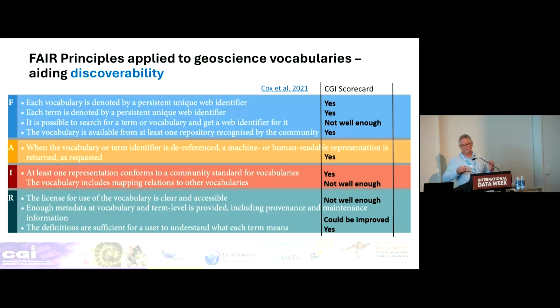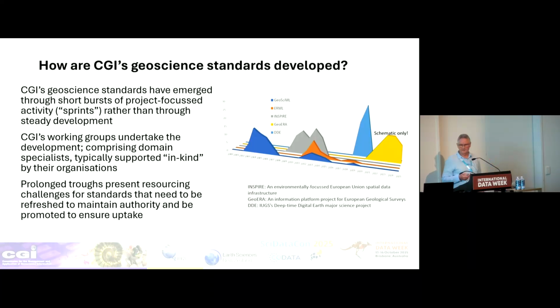So the vocabularies were assessed in a FAIR context through a paper by Simon Cox and others back in 2021, and I've basically scored where CGI are sitting in terms of their vocabularies. And generally, we're doing pretty well, and we're meeting the various criteria that set out FAIR principles for good vocabularies. However, there are a couple of places that we're not doing quite so well or could do better, and that speaks to some issues that CGI have.